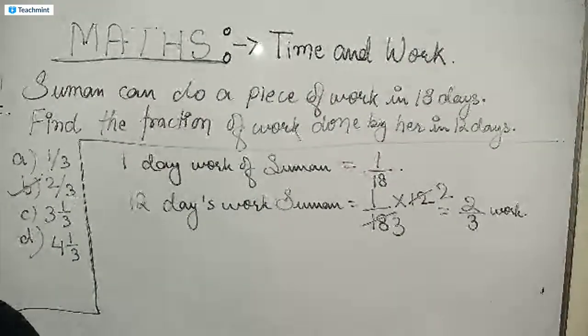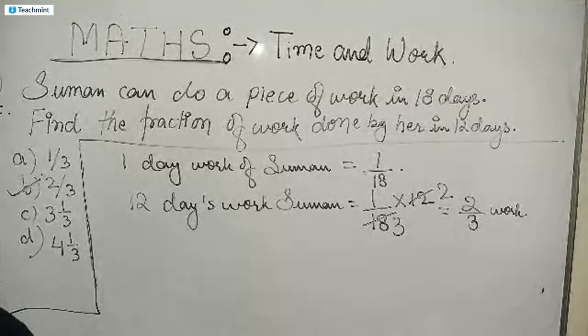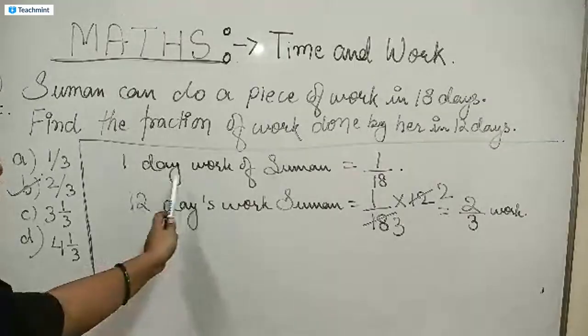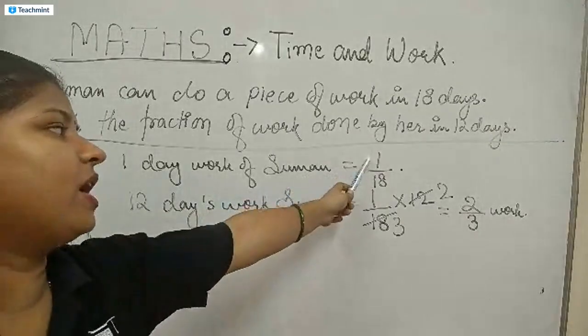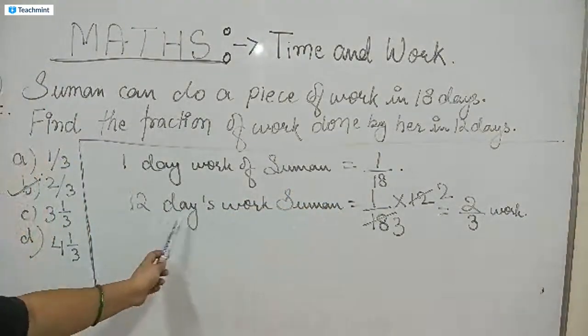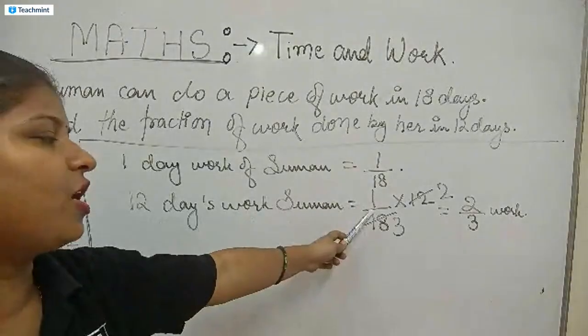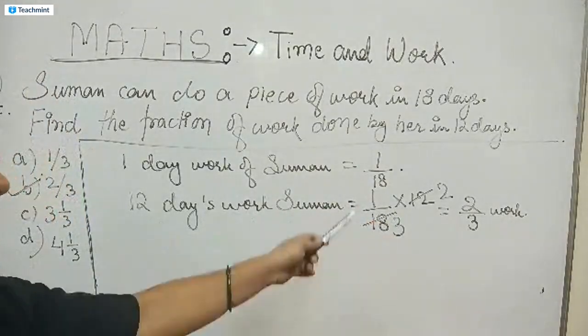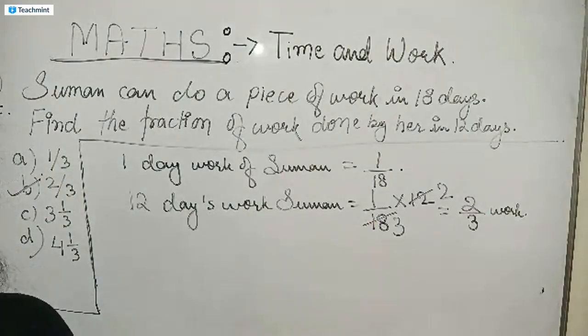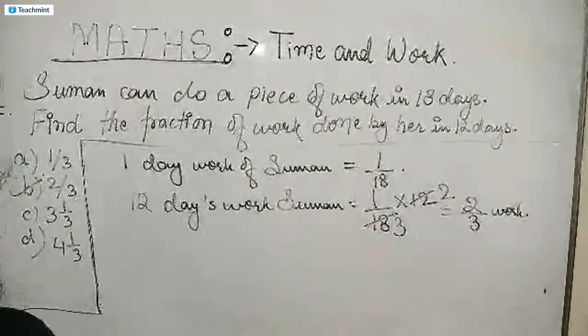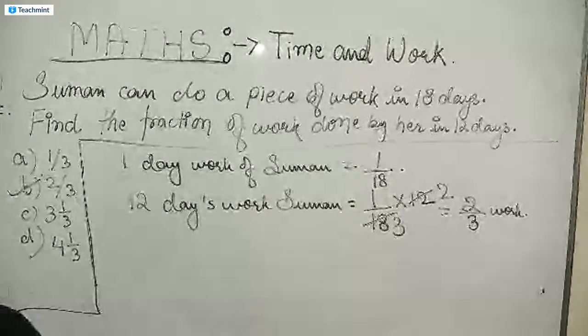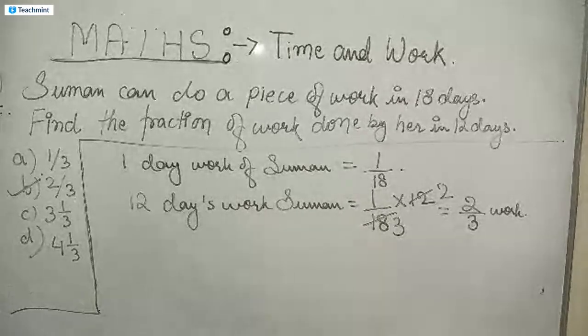Yes, Pardhiv. Ma'am, you can explain it again. 1 day work of Suman is equal to 1 upon 18. 12 days work of Suman will be 1 upon 18 into 12. That is 2 by 3 divided by 6. Yes, Sahashri. Ma'am, by mistake.